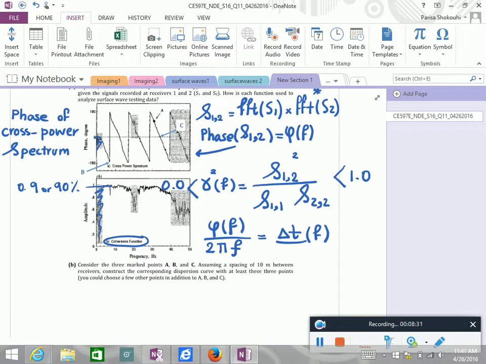So for every single point here, if you program it, now I didn't want you to do any programming. I'm just giving you 3 points. But in reality, you have to do every single point. So for every point, you know what the phase is. You divide it by 2 pi f, and you get the time delay. I'm just asking, the phase is just an angle in degrees. Yes, it can be degrees or radian.